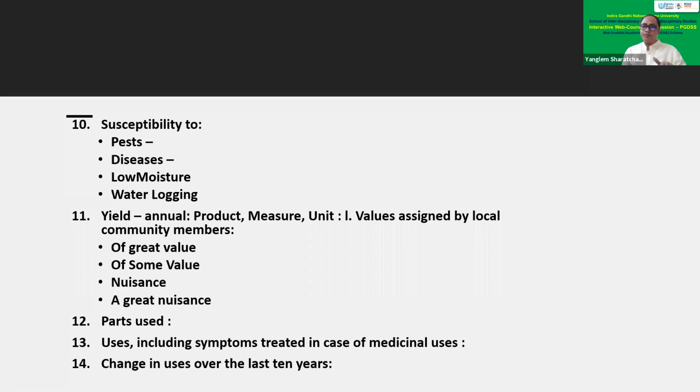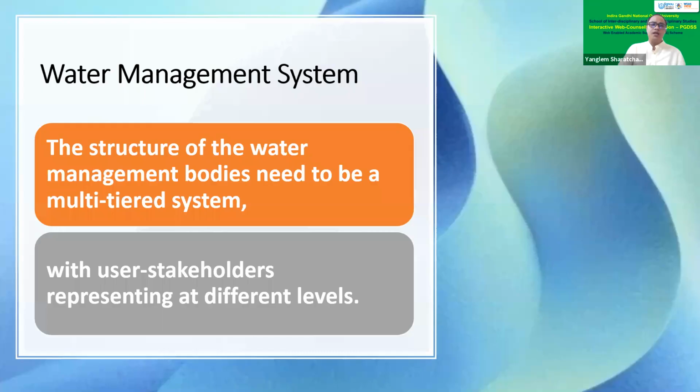It is already in your estimator, for example, susceptibility to pest, disease, low moisture, water logging, and annual yield. What is the product? What is the measurement in local units? What are the parts used? These are some of the information we can gather and keep as a record that will be useful to implement different conservation programs.